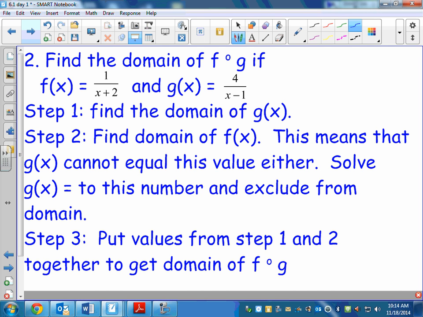Step one, you have to find the domain of the inside function. So I'm saying f of g, so this is g of x because it's the inside function.